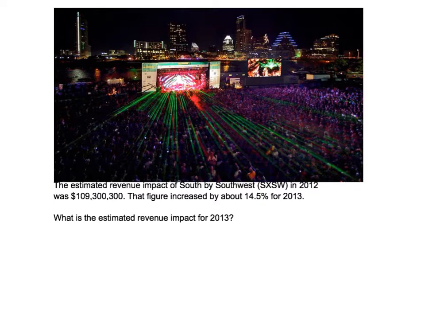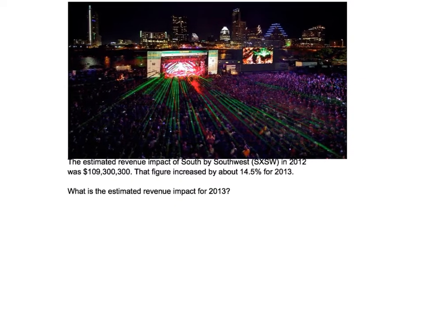festival. The revenue impact is basically an estimation of, okay, how much money came into the city because of South by Southwest. So that's estimated revenue that restaurants made on food, hotels made on booking rooms, taxis and pedicabs and so on, right? The list goes on and on. So let's see. It was, in 2012, $109,300,300. And it increased by 14.5% for 2013.